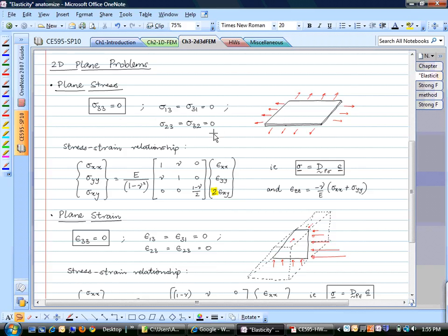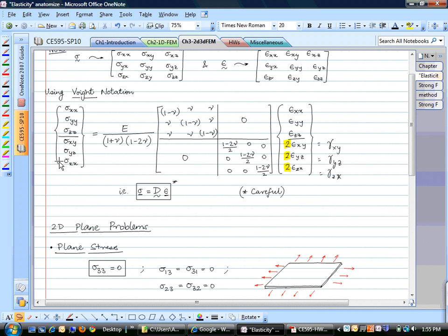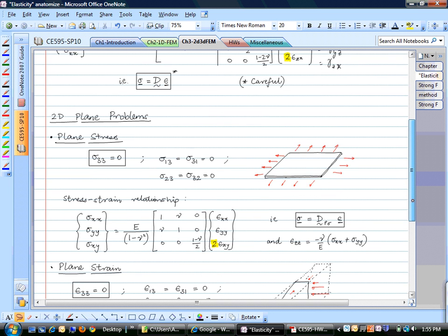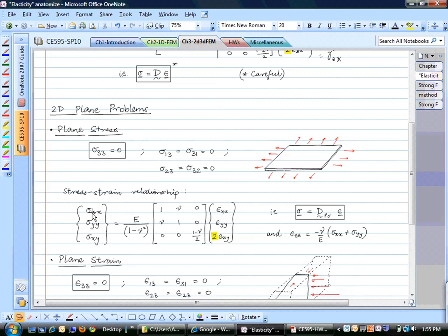And all the other components of stress that have 3 in them, they are all 0. Okay. So once you take these relationships and plug them back into this big 3-dimensional matrix, what you will see is that you can eliminate a lot of terms, and you come up with this new stress-strain relationship for 2-dimensional problems, for 2-dimensional plane stress problems.